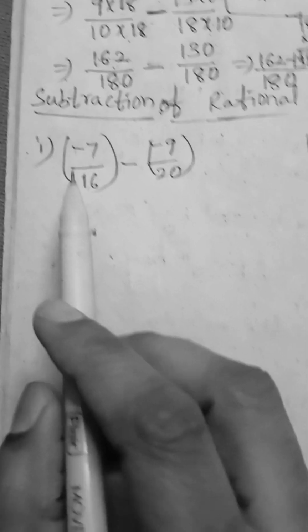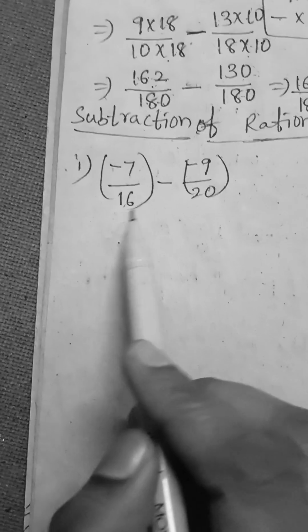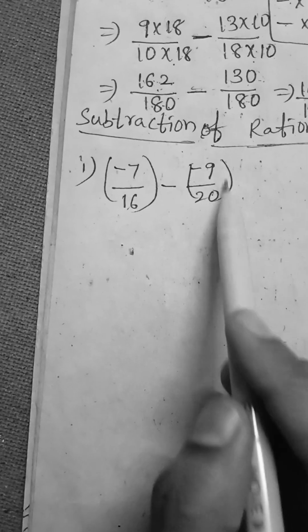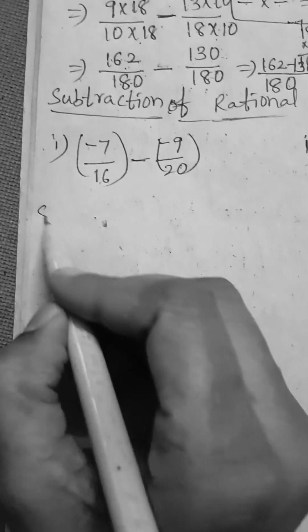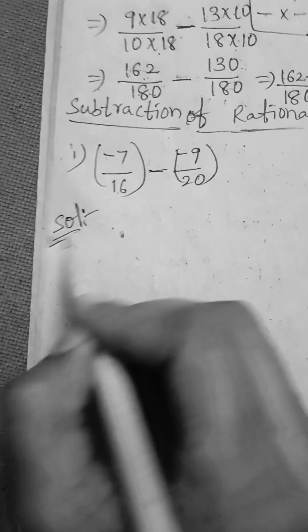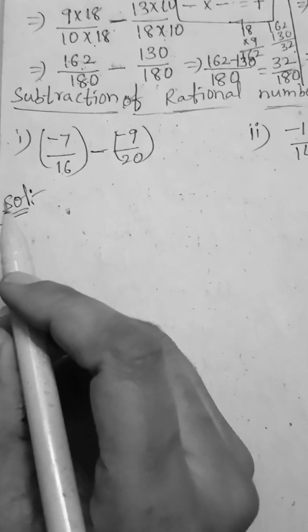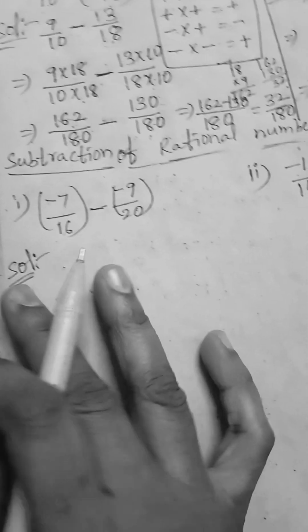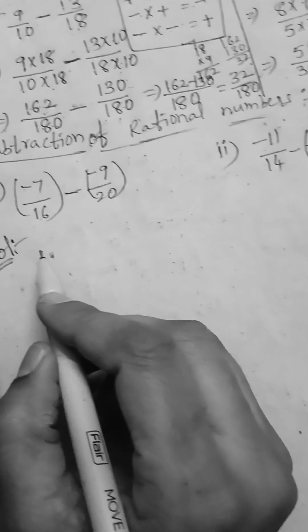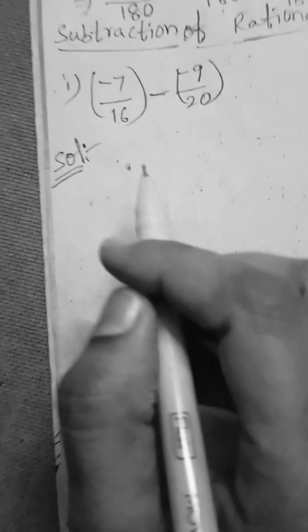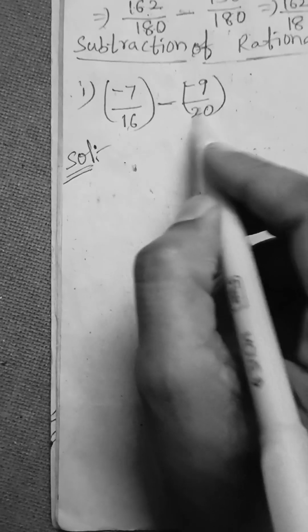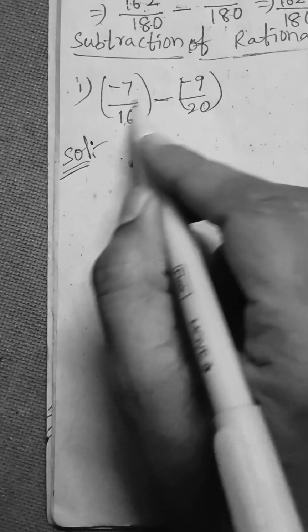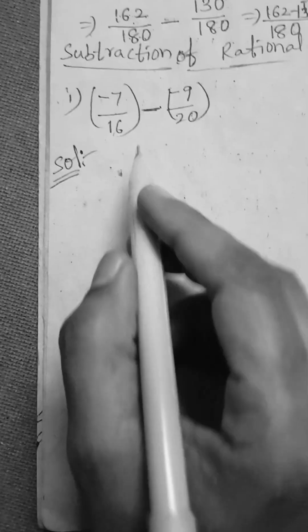Now we have to do subtraction. Here I am taking this as a negative fraction and this as a negative fraction. Two negative fractions subtraction, how to do? Just as an example, I am saying how to do rational numbers addition and subtraction. This is not an exercise sum, just for understanding only. Now minus 7 by 16 minus 9 by 20. These both are negative fractions. How to do subtraction? We have to know now.